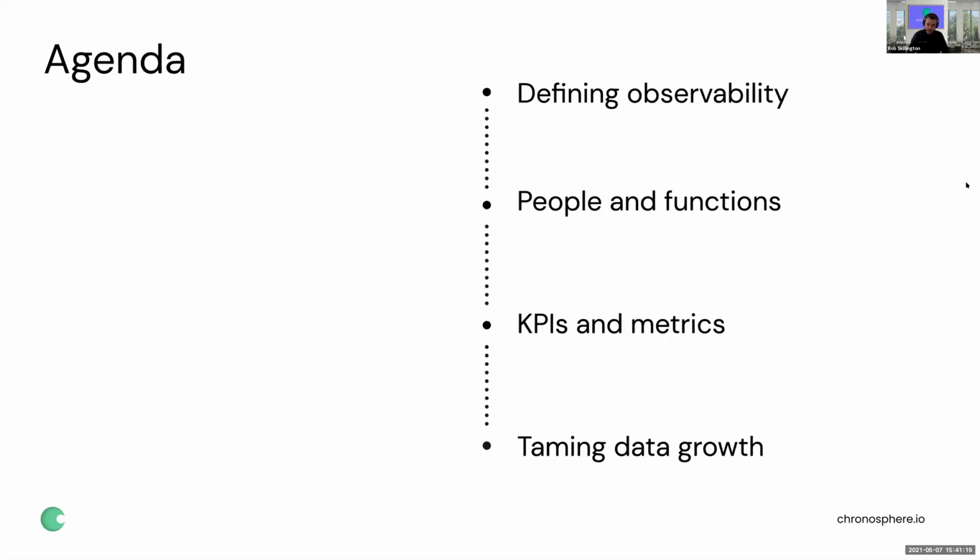So today we're going to define what observability is. We have a definition that we like to think of in particular that we'd like to share. We'll walk through the people and functions that will take part in observability, look at some of the KPIs and metrics that you'll want to know about when you have a team performing this work, and what success looks like for them, and then walk through taming data growth and managing observability as it matures at an organization.